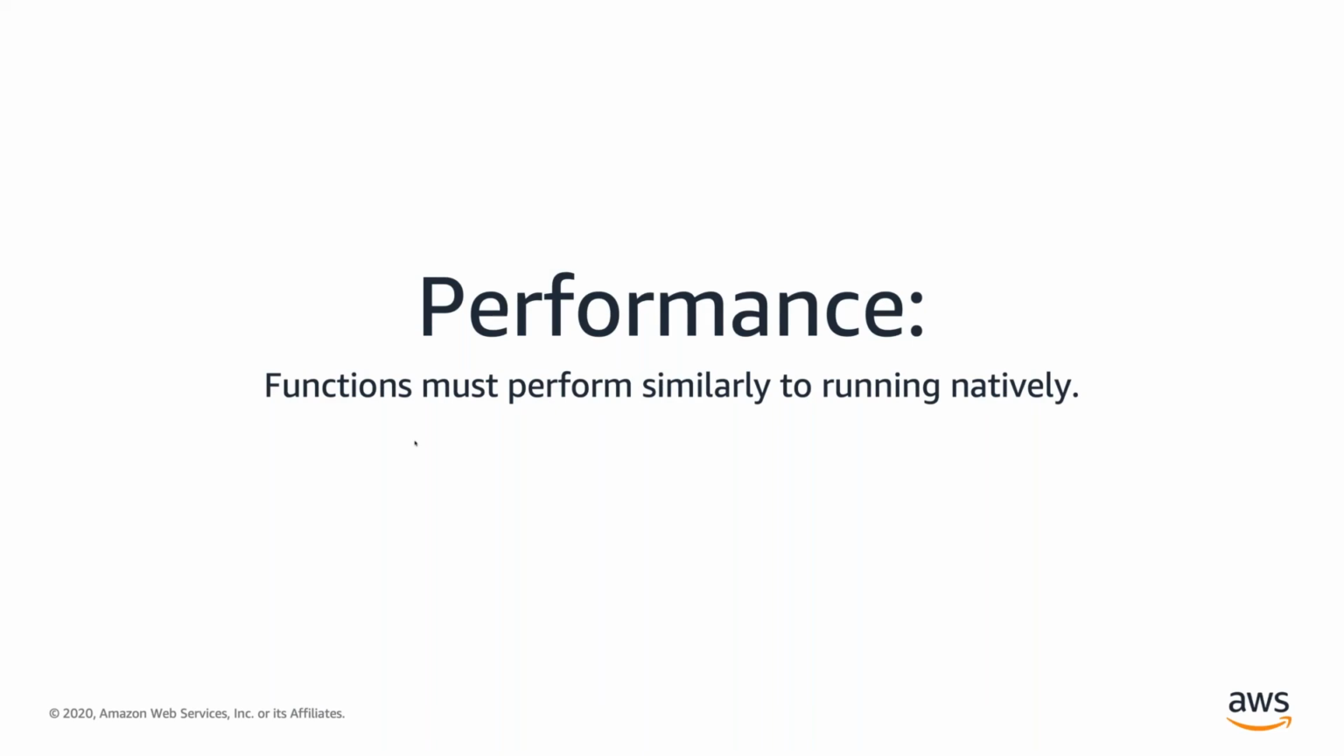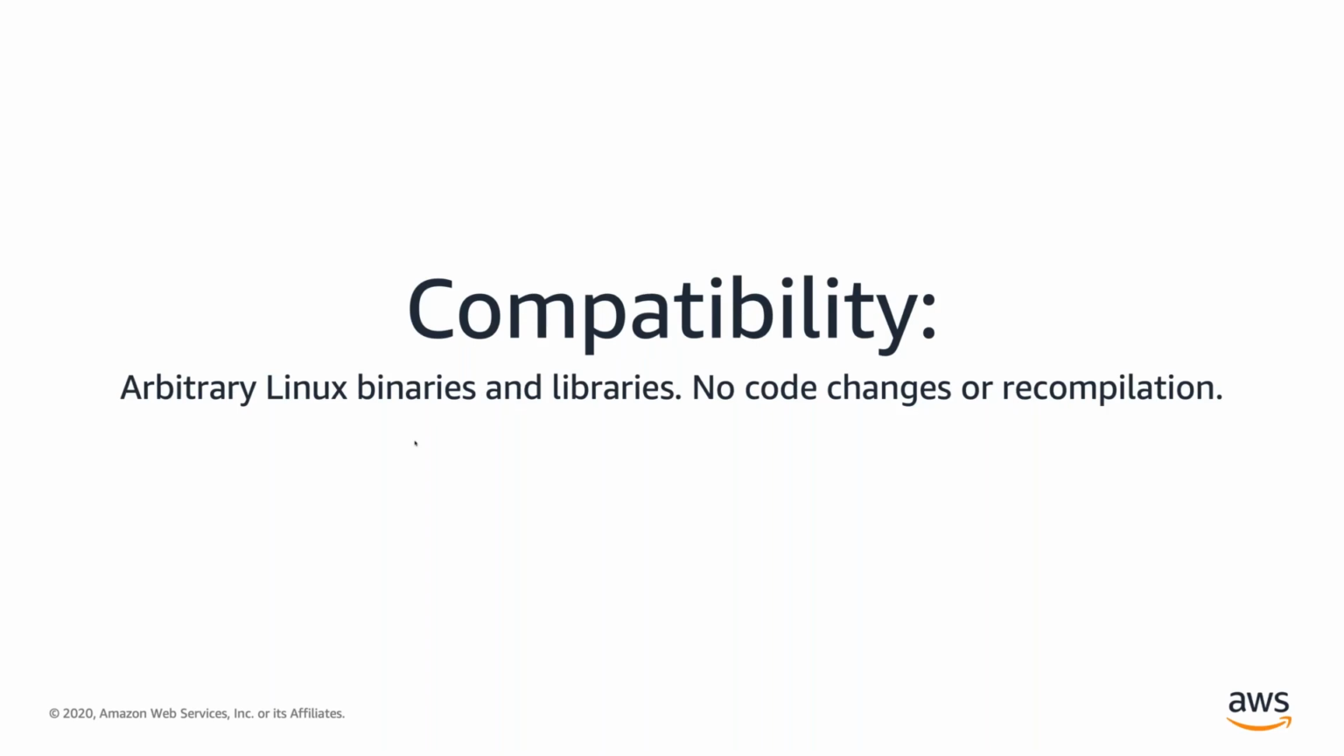We also need great performance. Our functions must perform similarly to running natively, both in CPU and in low level things like page table changes and in IO and so on. Customers of AWS don't want to lose performance when they choose serverless. They want a serverless solution that performs just like their container solutions do, and just like their instances do, and just like their legacy servers do. And so we didn't want any compromises on performance.